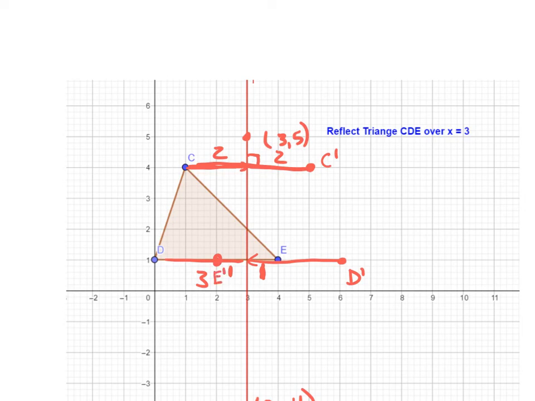I know I have a lot going on here, but just bear with me. So our image, remember, image is what comes after, the pre-image is what we started with, is this one right here. All right, there you go.